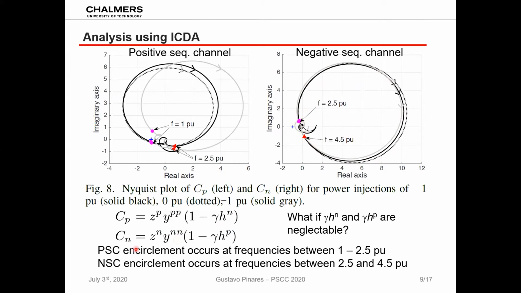We should mention also that the positive sequence encirclement occurs for frequencies between 1 per unit, in this case the base is 50 Hertz, and 2.5 per unit. And the negative sequence encirclement occurs at frequencies between 2.5 and 4.5.